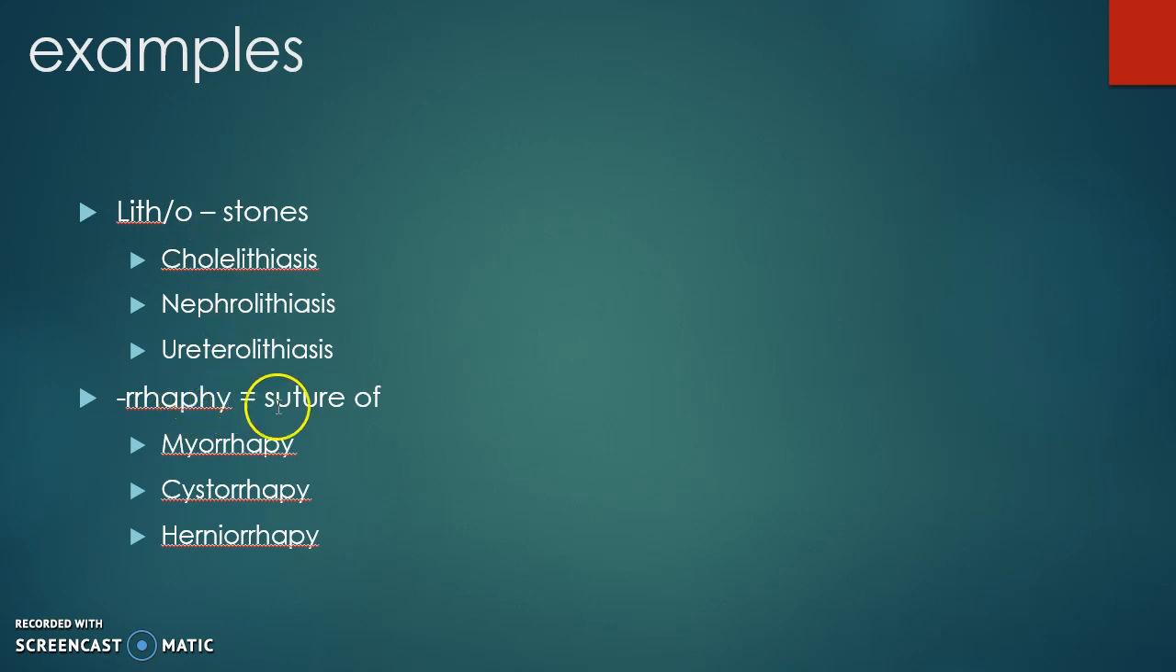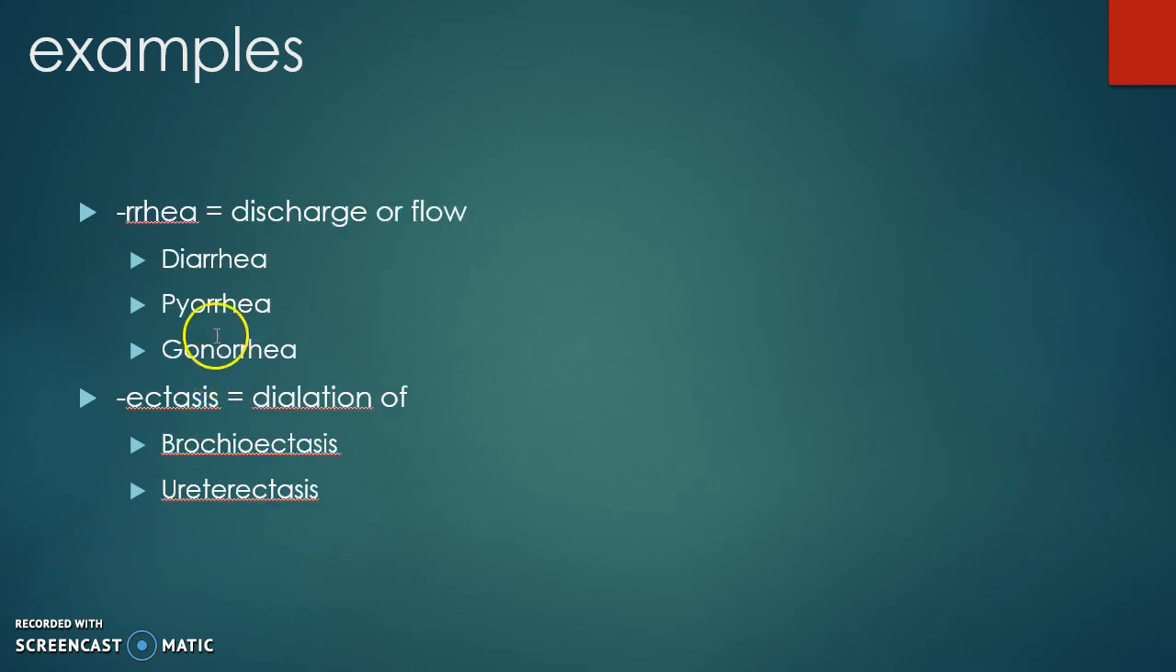And then raphe, this is suture of, right? So myorrhaphy, nephrorrhaphy, herniorrhaphy, right? Suture of muscle, suture of kidney, suture of a hernia, right? So make sure you're understanding those terms. Again, the suffix is rhea. So we have diarrhea, pyorrhea, gonorrhea. These are discharge, these are flow of something, right?